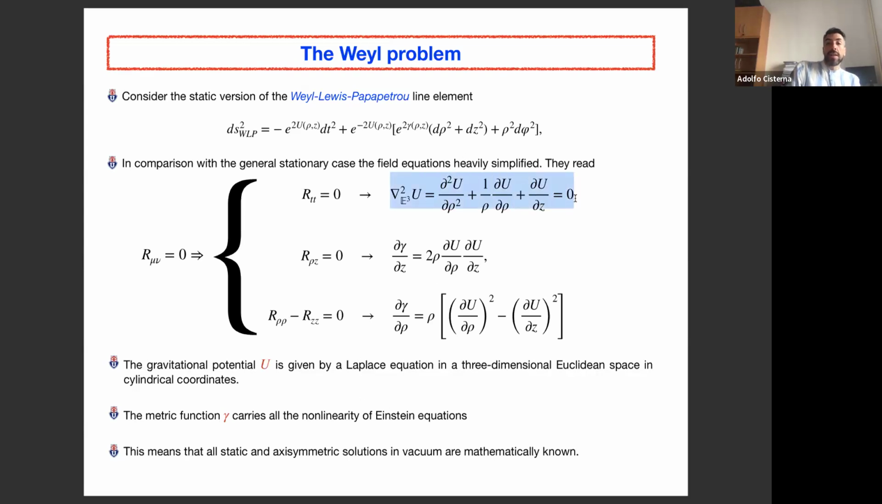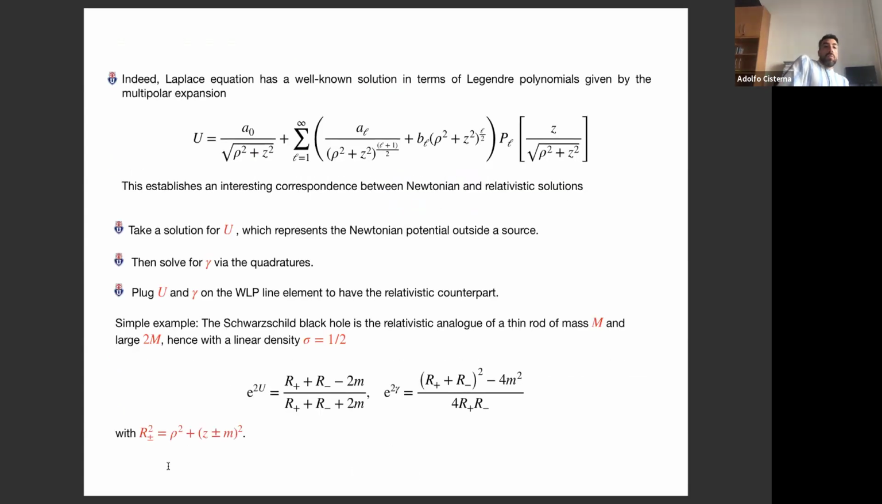Basically, the Newtonian potential comes from a linear equation, which is the Laplace equation, and then all the nonlinearity implied by Einstein equations is encoded in gamma, but gamma can always be solved in terms of u. But this means that actually static and axisymmetric solutions are known. So what is the solution for u? Well, the solution for u is the solution of the Laplace equation, depending on these coordinates, right?